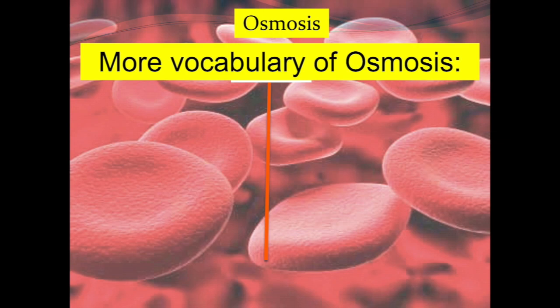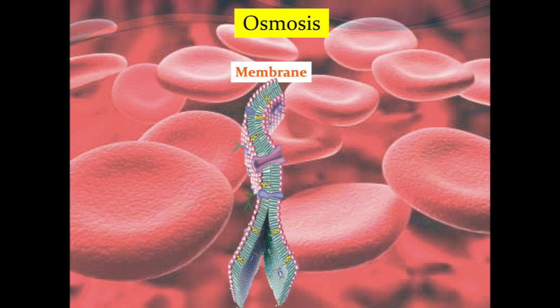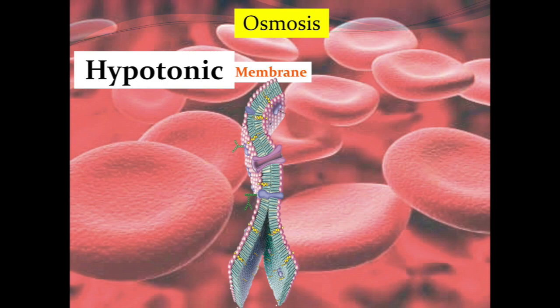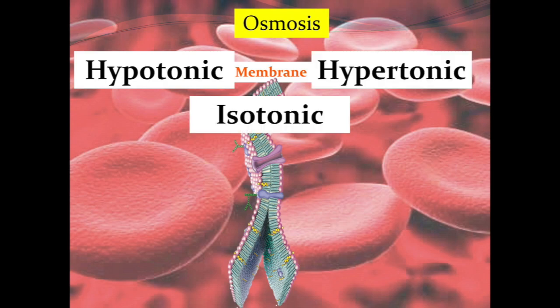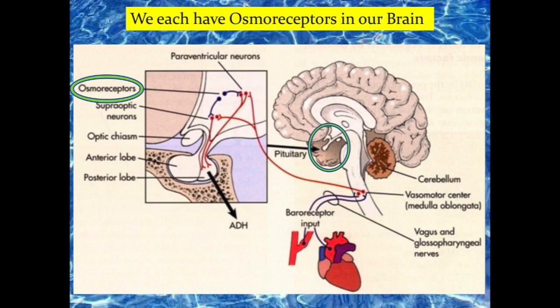So let's talk about some more vocabulary words related to osmosis. Let's put a cell membrane in the middle of the diagram. We're still in the bloodstream. There's hypotonic, hypertonic, and isotonic. Just to show you, we have osmoreceptors in our brain. It's right near the pituitary, and it's got a really good blood supply to be able to bathe the osmoreceptors with blood so that we can tell whether we need to drink water and be really thirsty, or whether we're adequate, or if we're overhydrated.